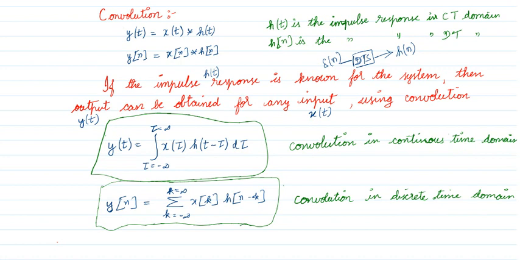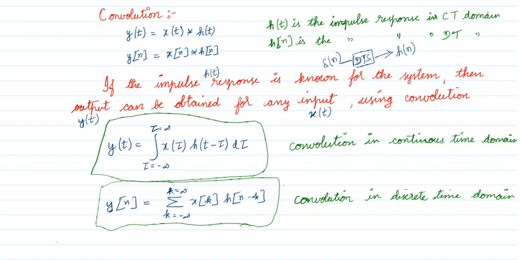Now, remember that convolution in discrete time domain is mathematically much easier to solve when compared with the convolution in continuous time domain. That is why in this lecture we are going to deal only with discrete time convolution, or convolution in discrete time domain. In the next lecture I will help you with convolution in continuous time domain.